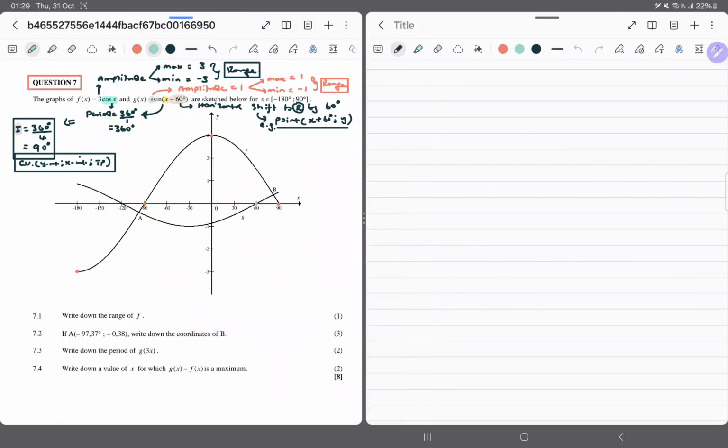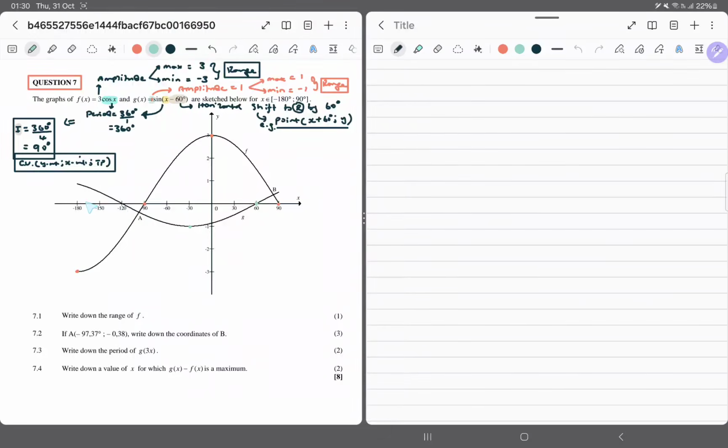If we add 60, can you see that would have been at the origin because sine of 0 is 0. But now it ends up at 60, which is 60 degrees ahead of that particular point. Now we know that sine of minus 90 would give us a minimum value of minus 1. But can you see this shifts 60 degrees to the right? That goes to minus 30.